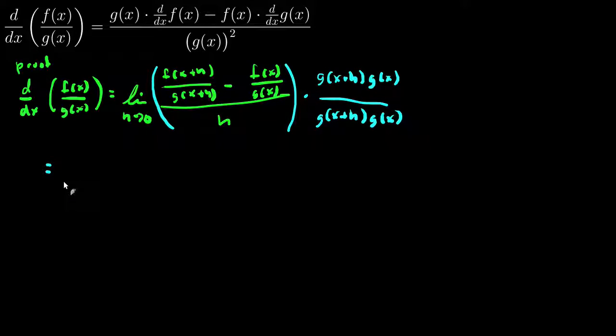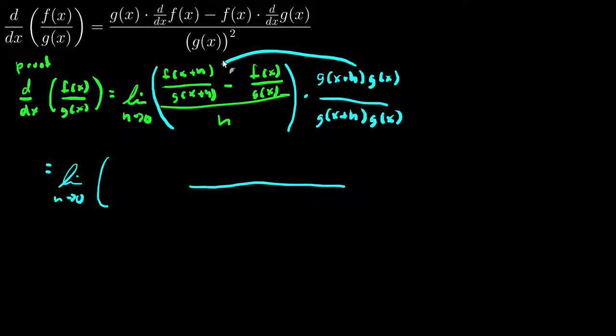So equals the limit as h approaches 0. When I multiply g of x plus h times g of x to this, the g of x plus h's cancel, and I'm left with f of x plus h times g of x. When I multiply g of x plus h times g of x to this one, I have a minus. The g of x is canceled, so I have f of x times g of x plus h.